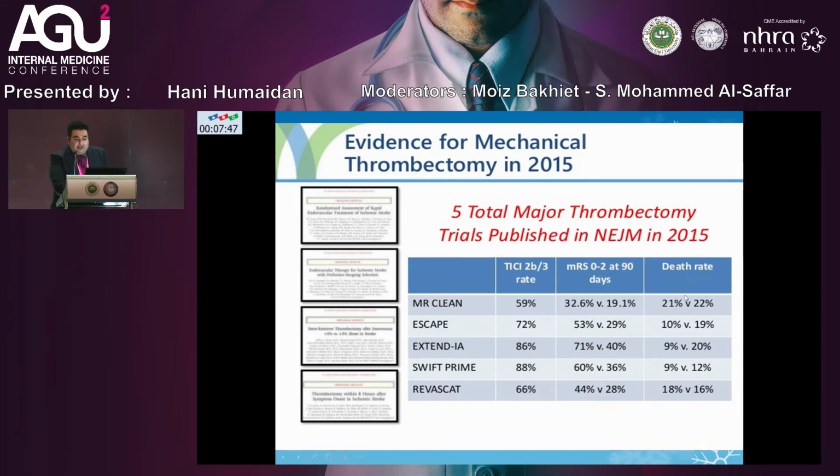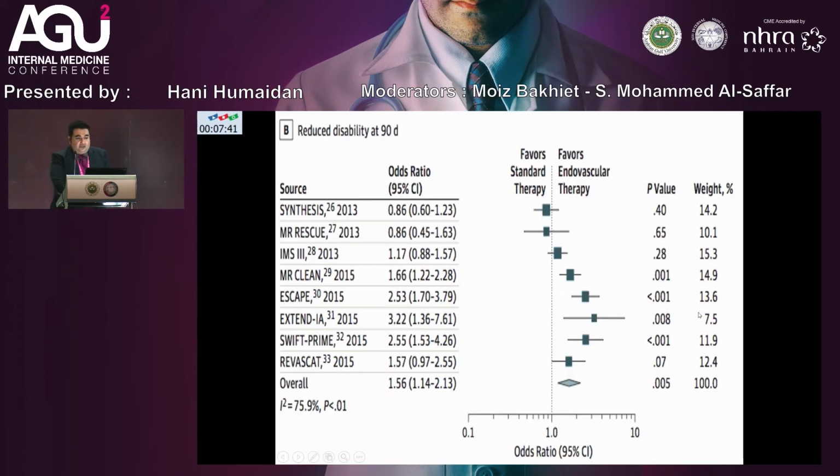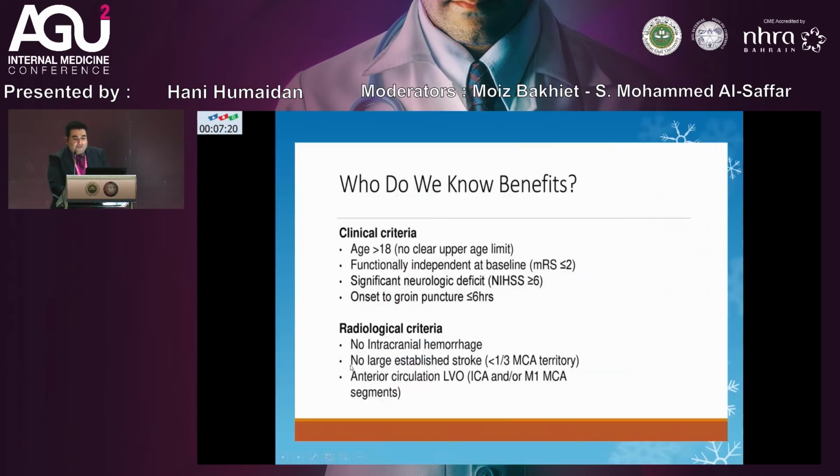And this is the death rate. So you can see this versus the standard therapy. Okay, so these are the negative trials. Before 2013, like I said, the earlier devices were not as advanced as the stent retrievers, and these trials were negative. Then in 2015, you can see on the right of the line of difference, they are all positive studies, these major 5 trials.